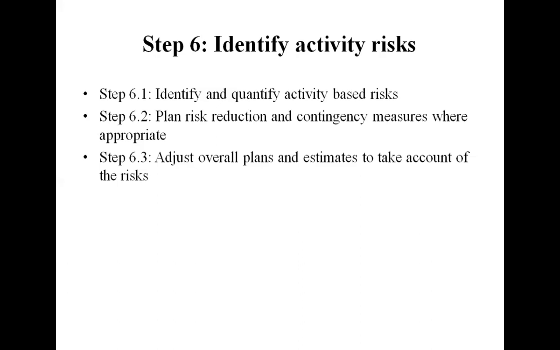So in risk reduction, you have to go for activity to stop the risk occurring. You have to stop that risk. If the risk goes continuous, if you stop that risk, go for other activities. Next one, adjust overall plans and estimates to take account of the risk. So according to the risk, we have to adjust our plan and estimate to decrease the number of risk occurrences.